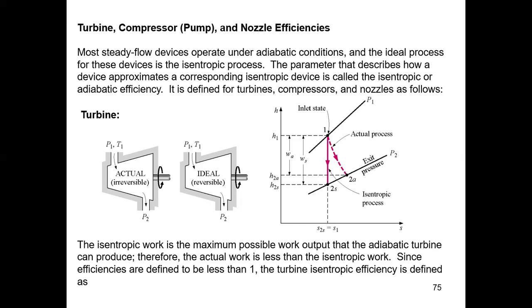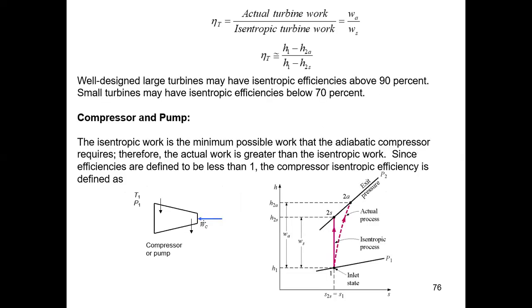The isentropic process gives the maximum possible work output that the adiabatic turbine can produce. Therefore, the actual work is less than the isentropic work. Since efficiencies are defined to be less than 1, the turbine isentropic efficiency is defined as H1 minus H2A divided by H1 minus H2S. Well-designed large turbines may have isentropic efficiencies above 90%. Small turbines may have isentropic efficiencies below 70%.